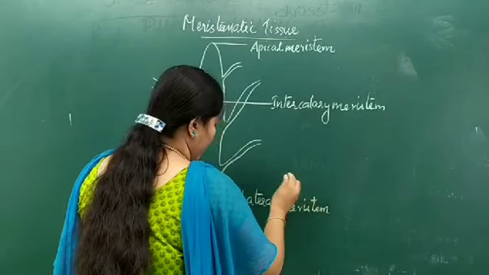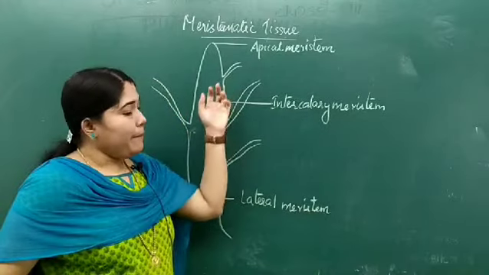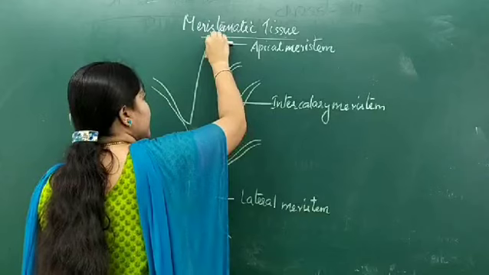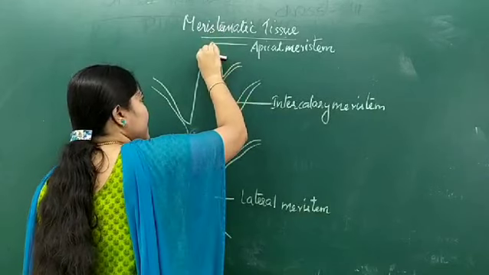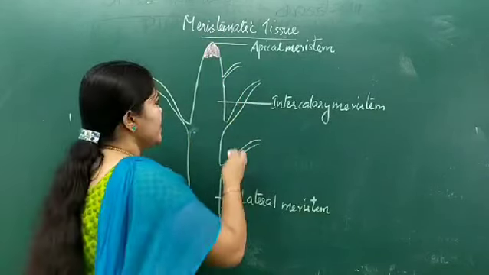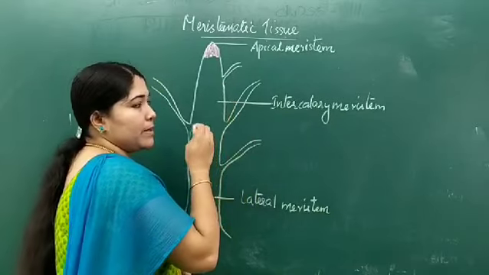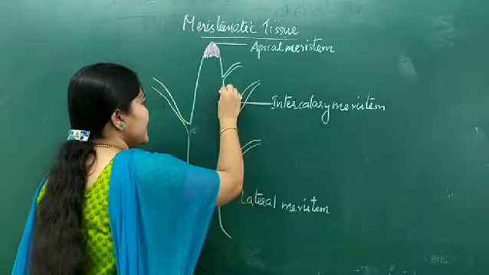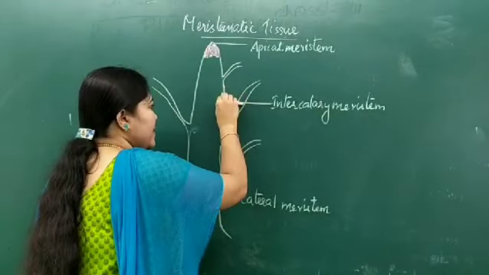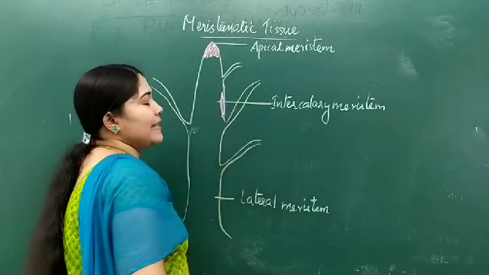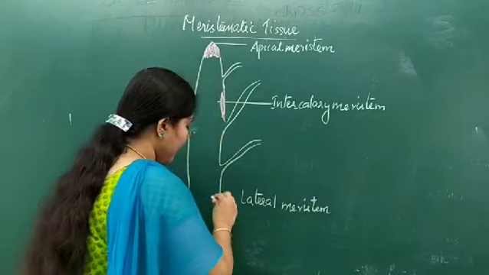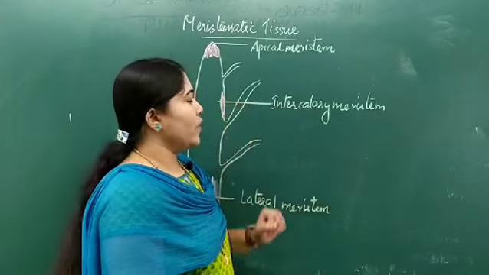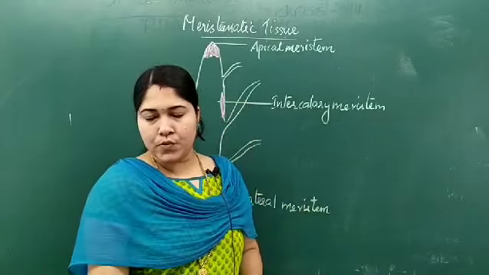Clear, students? So we can see here that the apical meristem is mainly found at the tips. The intercalary meristem is in between. In plants you might have seen nodes. In between the nodes, mainly we can see the intercalary meristem. Between these two nodes, you can see the intercalary meristem, and the lateral meristem here at this side. I'll explain each one of them. Each one of them we will study.